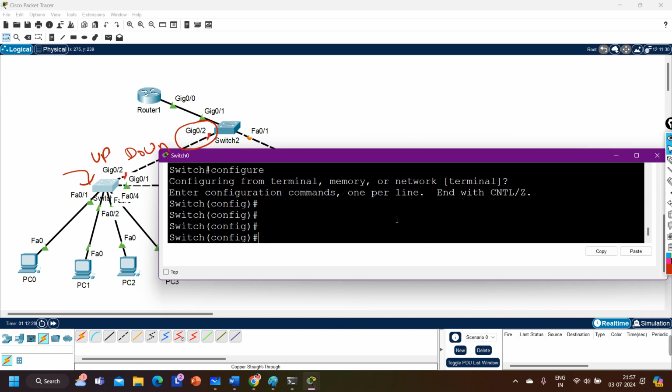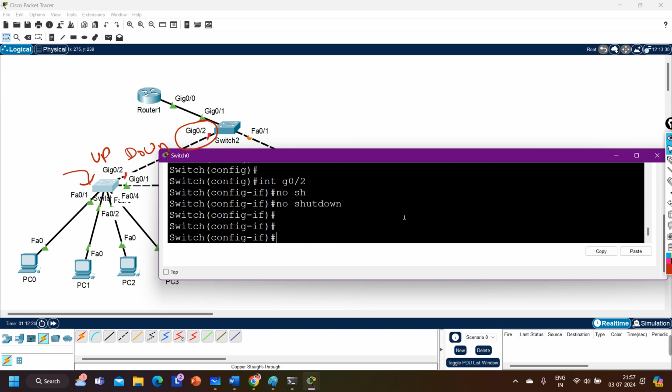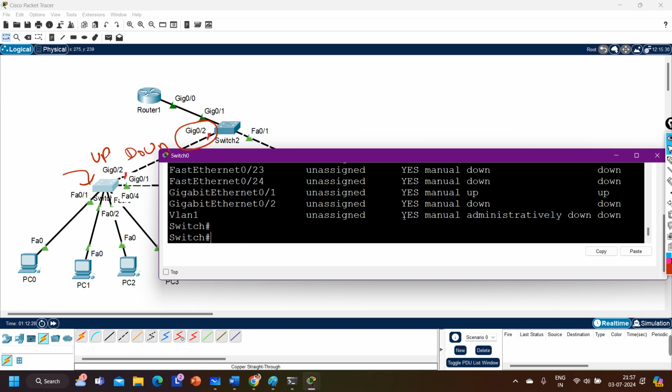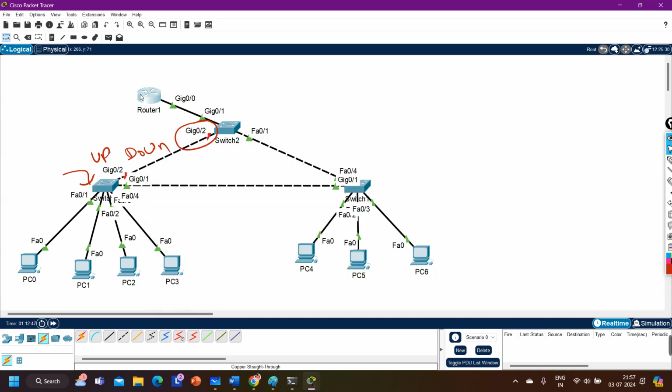Even here on 0/2, I can say no shutdown. So show ip interface brief. You can see still 0/2 line protocol is down. That's why it is showing you their interface as down. But this will not happen on router.